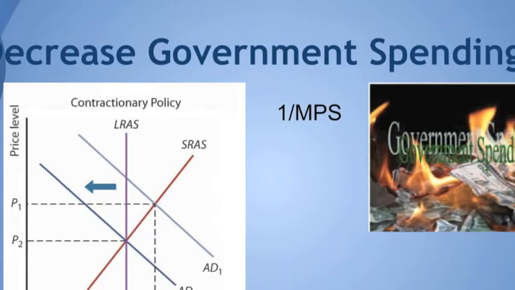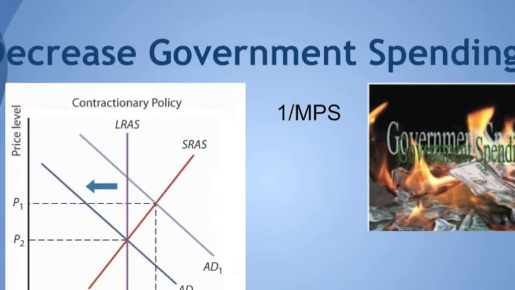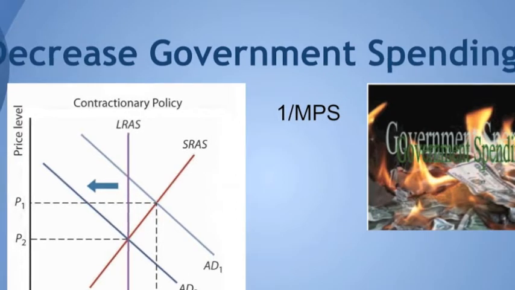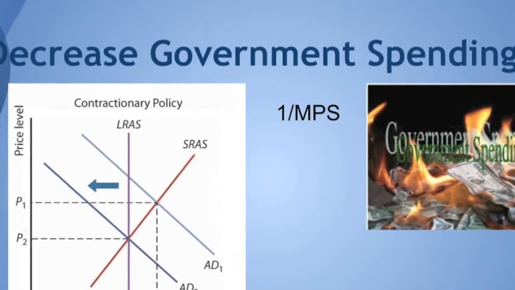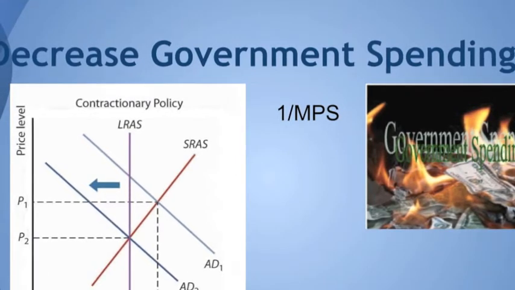One way to fix inflation would be to decrease government spending. This would directly decrease the government spending component of aggregate demand and thereby decrease it, in turn decreasing the price level and increasing unemployment. Again, the change to GDP is calculated by multiplying the value of the policy by 1 over MPS.